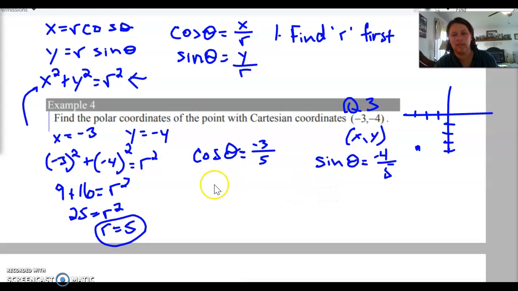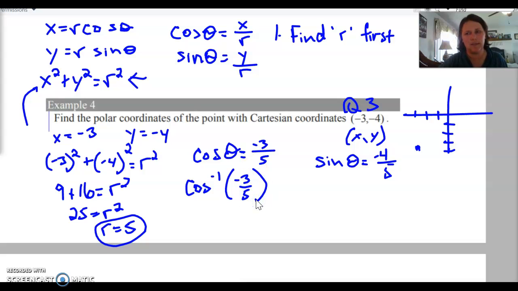Well, I guess it doesn't really matter because I don't necessarily want a negative. I don't want a negative theta. So let's just go ahead and use cosine. So arc cosine of -3 over 5. Either one of these, you're going to have to go for a second solution.